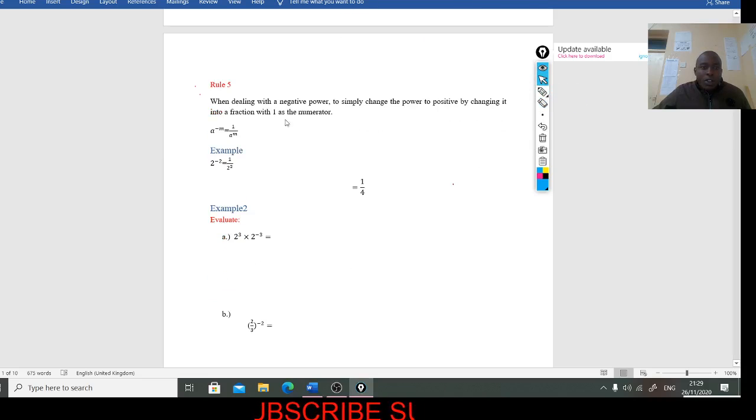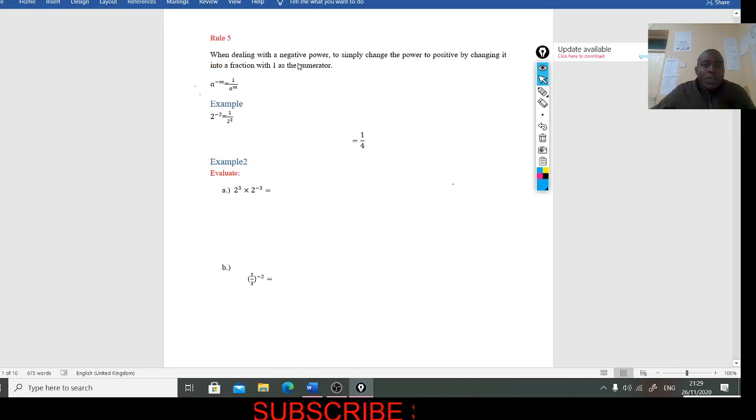Now, rule number 5. When dealing with a negative power, to simplify, change the power to a positive by changing it into a fraction with 1 as the numerator. For instance, a to the power of negative m is the same as 1 over a power m. So that means you find the reciprocal.